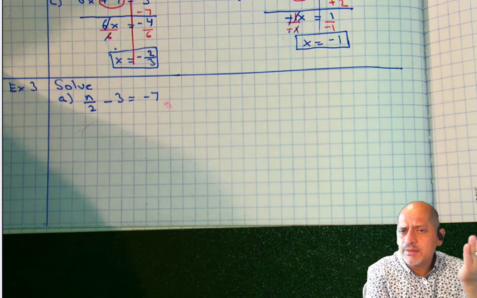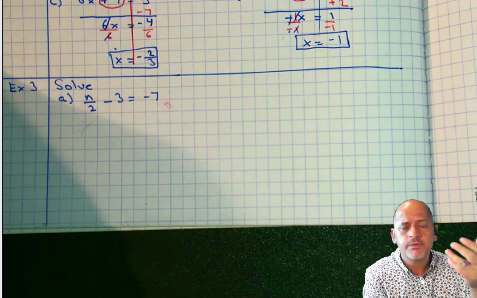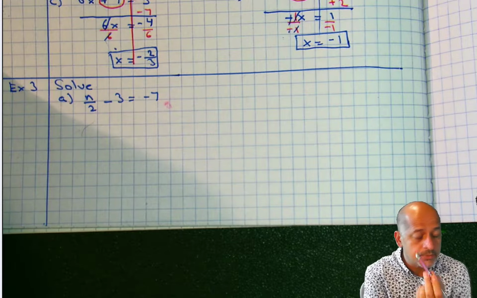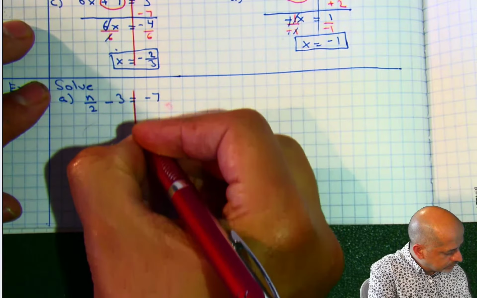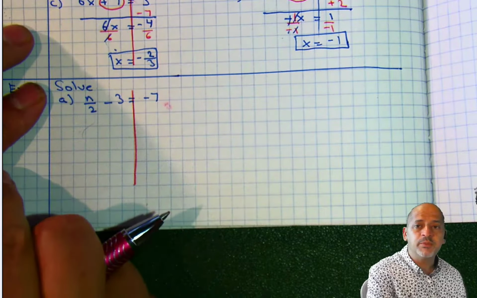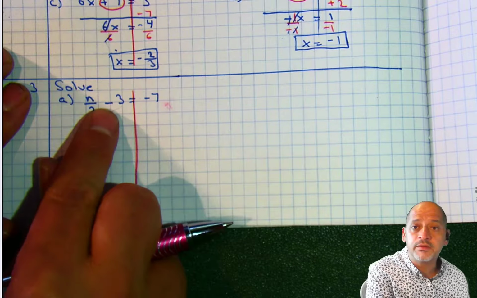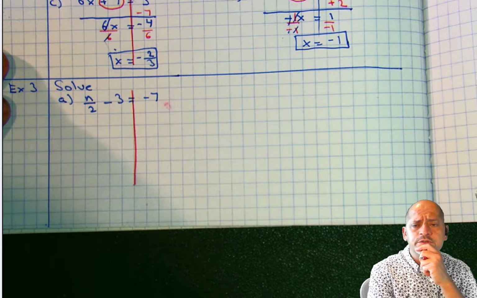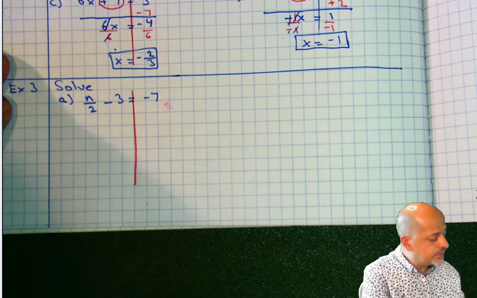So the process will be the same in the logical steps. First, what should be my first step? Draw the line. So I'm going to draw the line. And I'm trying to leave the n by itself. So I need to get rid of the 2 and the negative 3. Which one should I get rid of first? Correct. I should get rid of the negative 3.